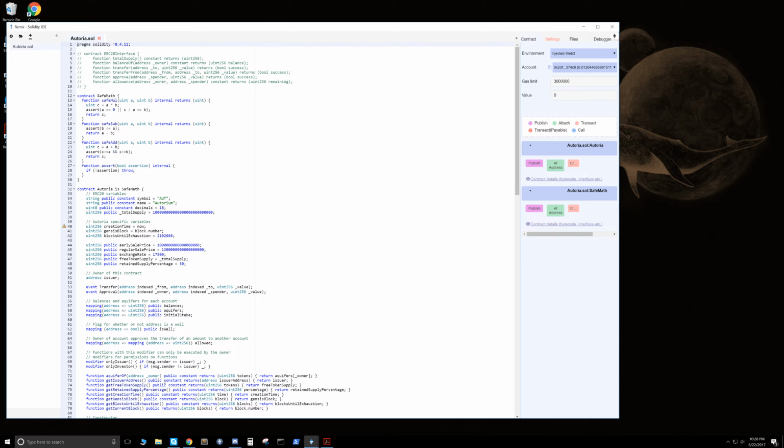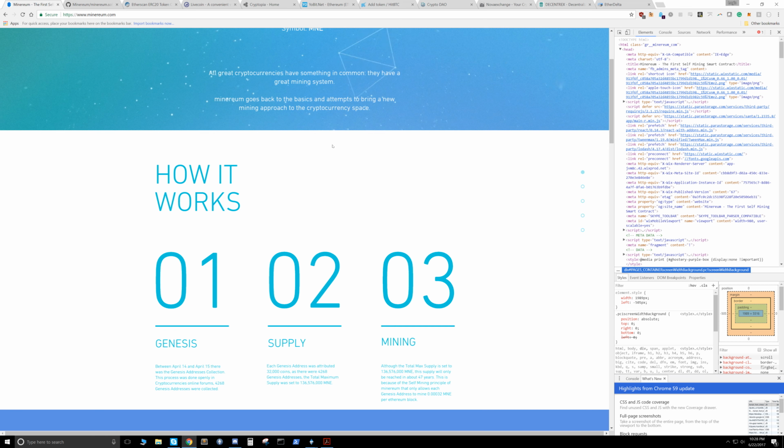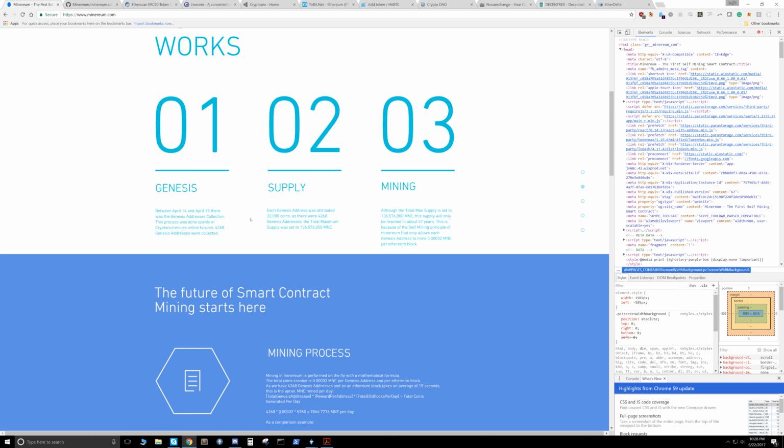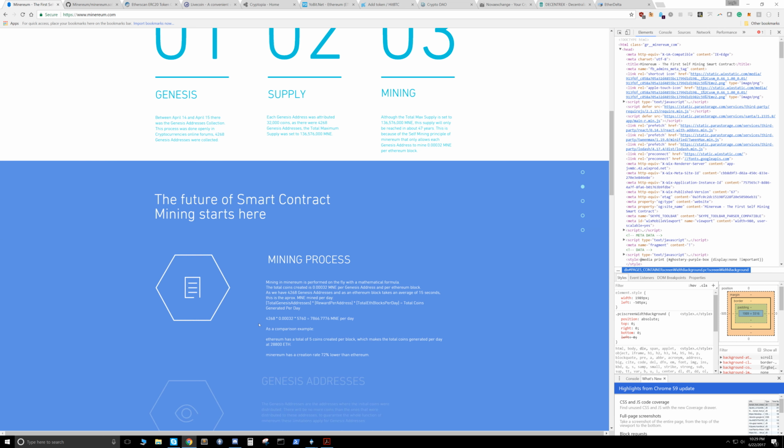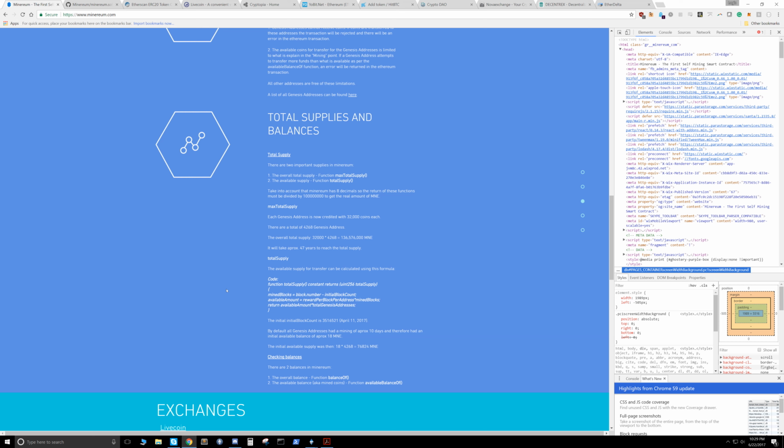Minerium is a self-mining smart contract. Really what that means, it's an ERC20 pre-mined token. And so the investors of this token are basically unable to access a certain amount of tokens over a period of time. So it emulates mining, and that's really all that is to it, right? They're doing things a little bit differently. They decided that, we're going to break it up into addresses, and every IP address has its own address. I'm not a big fan of that.